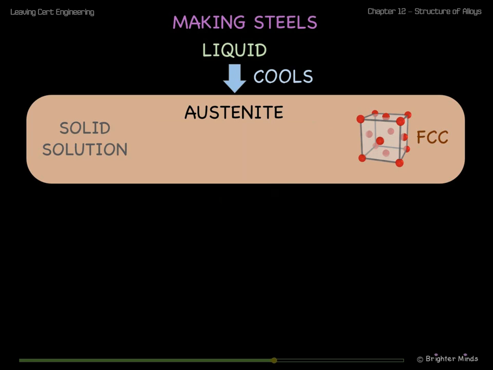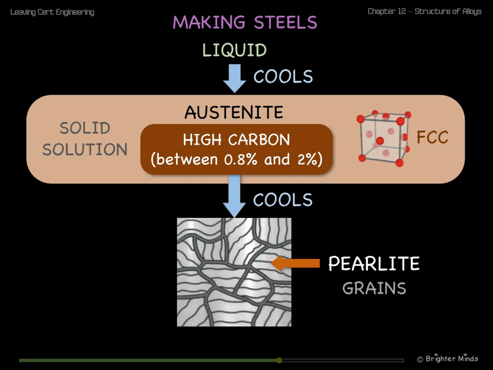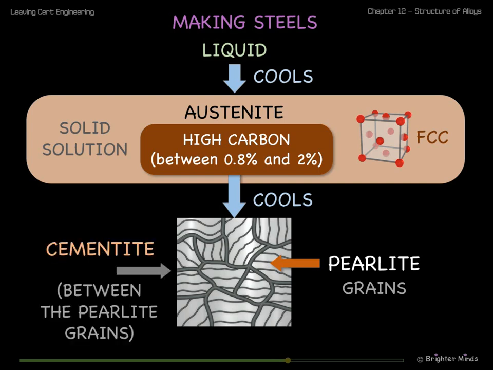If we slowly cool austenite that contains more than 0.8% carbon, we get all grains of pearlite and no more ferrite grains. However, pearlite cannot hold more than 0.8% carbon, so the excess carbon that comes out of the austenite gets converted to even more cementite, which gets deposited on the boundaries between the pearlite grains. This additional cementite starts to make the steel a lot harder and more brittle, which is what we get in high carbon steels.